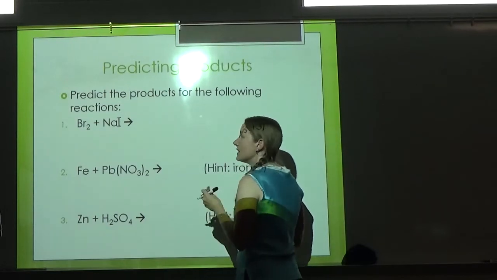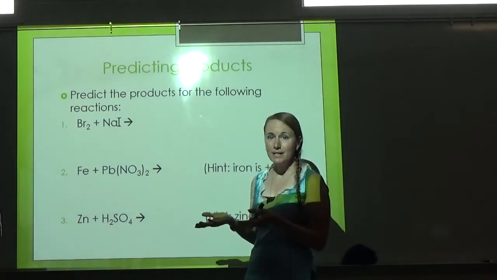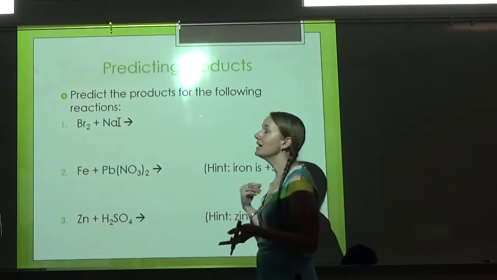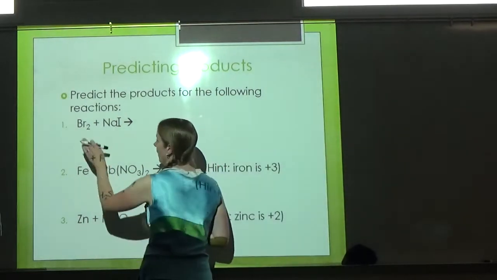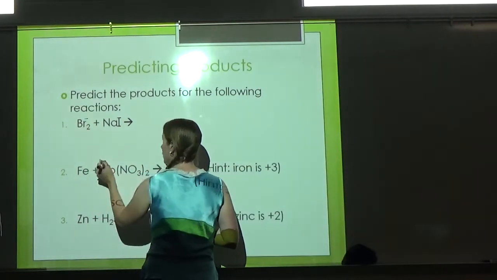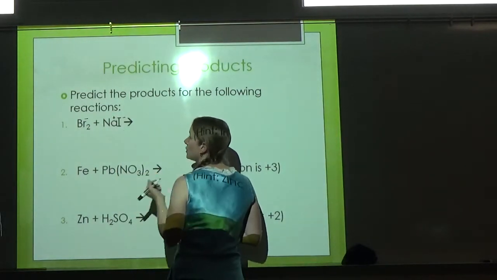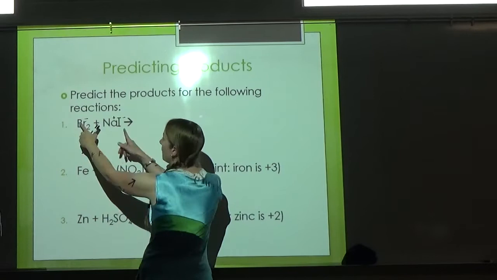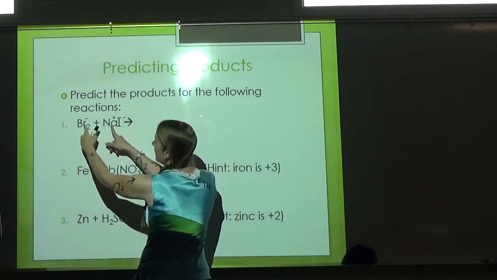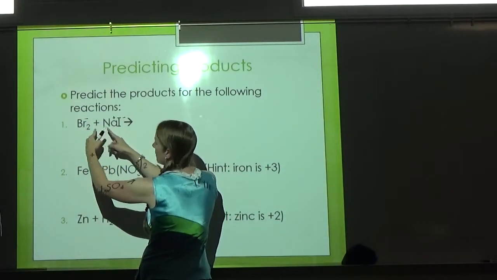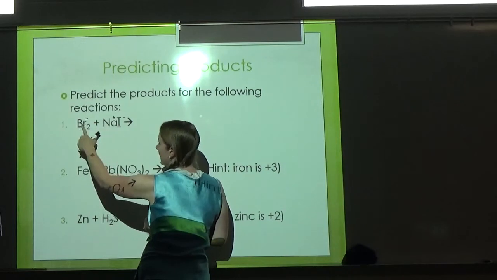Alright, so that I'll know what is going to swap places or what's going to bond, I go ahead and write my charges before I start. So I know Br forms a -1 charge, Na has a +1, and I has a -1. So that makes me know, okay, well, Br and I aren't going to bond. Na and Br are going to bond because, see, it has to be a positive and a negative.